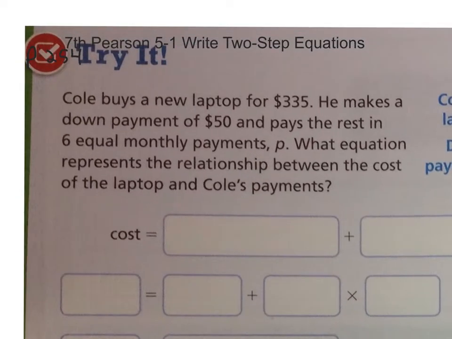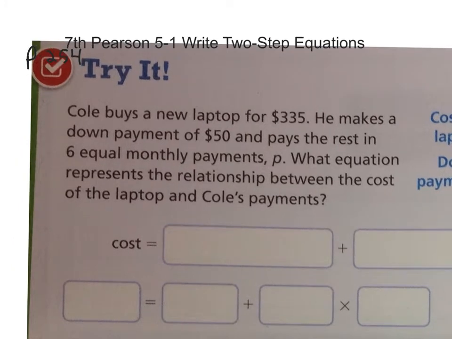So if you look at the try it, Cole buys a new laptop for $335. He makes a down payment of $50 and pays the rest in 6 equal monthly payments P. What equation represents the relationship between the cost of the laptop and Cole's payments?